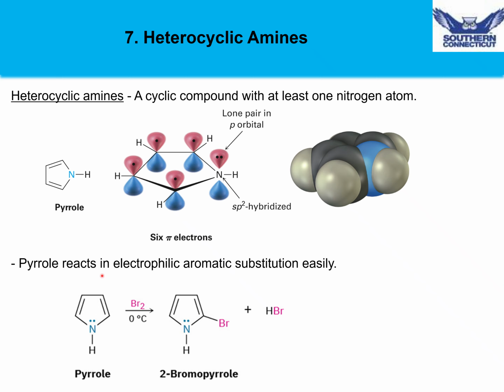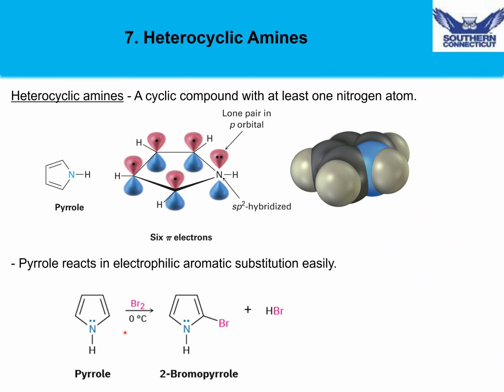Pyrrole reacts with different electrophiles in electrophilic aromatic substitution reactions. For example, if we mix it with Br2, we'll get a bromination at the second carbon of pyrrole. Now, this reaction actually occurs faster than benzene, since pyrrole is considered a more electron-rich aromatic ring, in part due to this nitrogen, which the lone pair can be donated as shown here.